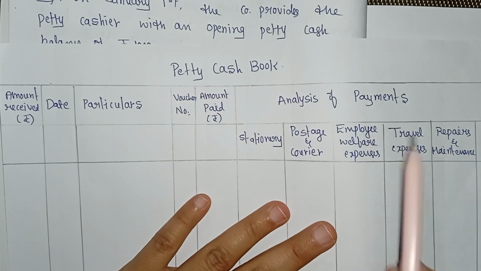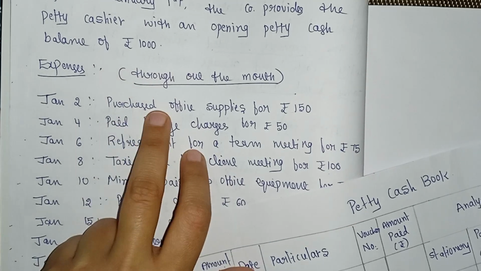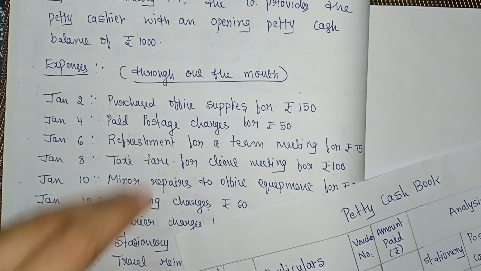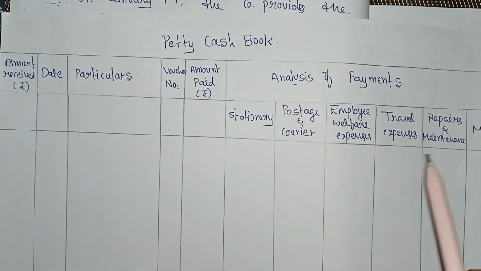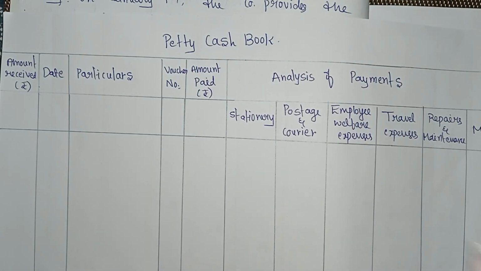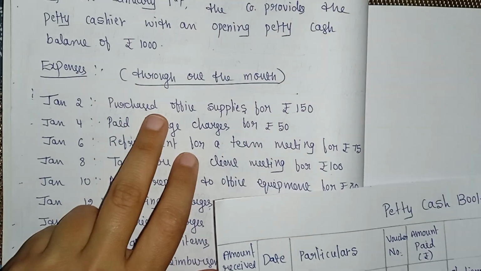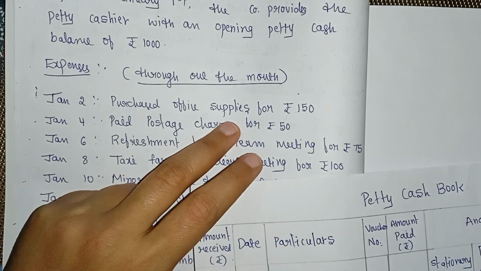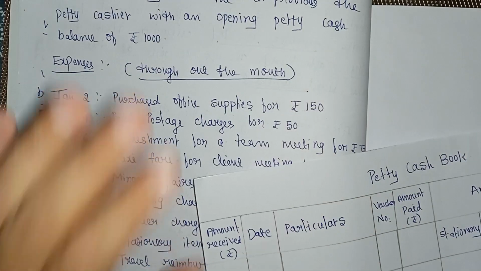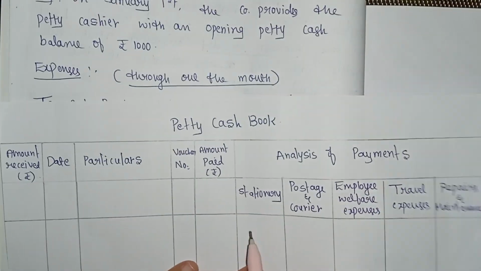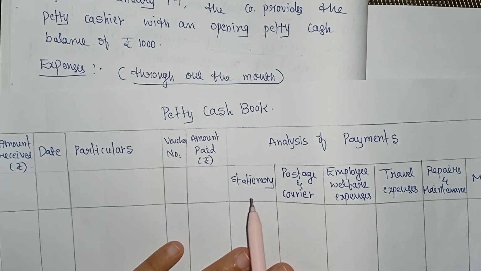In the petty cash book, this one is important. See here, on the basis of expenses incurred, all of these are the expenses, right? On the basis of expenses we have to create the columns here, means we have to categorize the expenses. For example, here purchased office supplies for rupees 150. Now we have to decide which category office supplies falls under. Office supplies falls under the category of stationery.